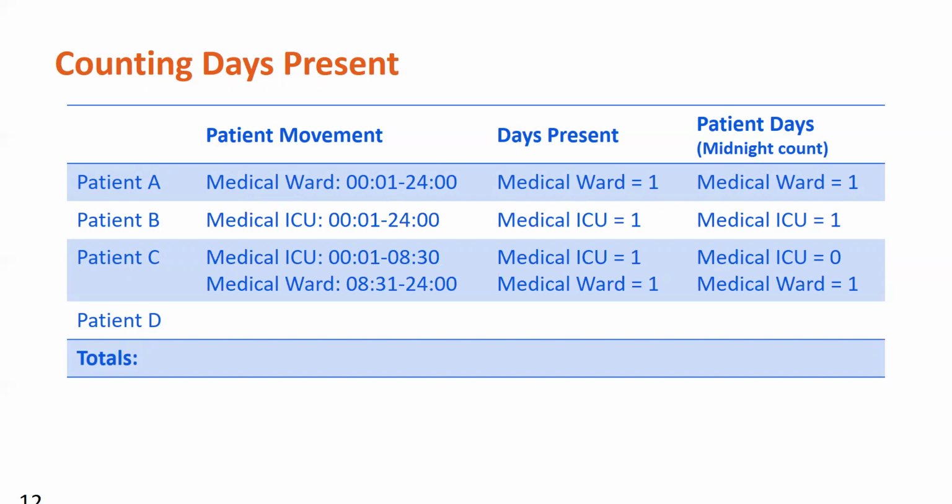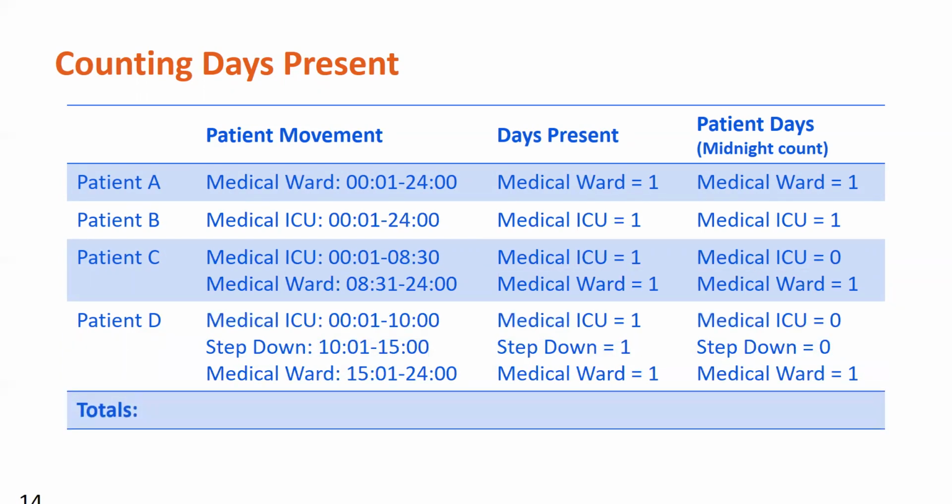So they would get 0 patient days attributed to the medical ICU and 1 patient day attributed to the medical ward. So here you would see our first example of where the patient would be counted in the medical ICU for days present, but not counted in that unit's count for patient days since they were not there at the time of the midnight census count.